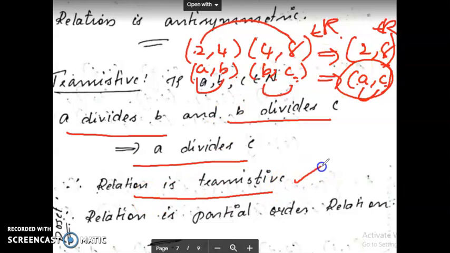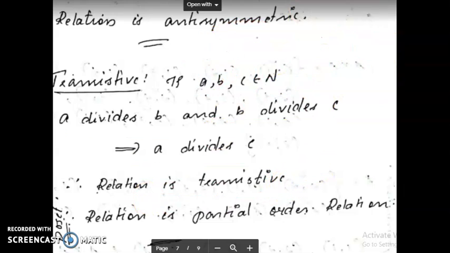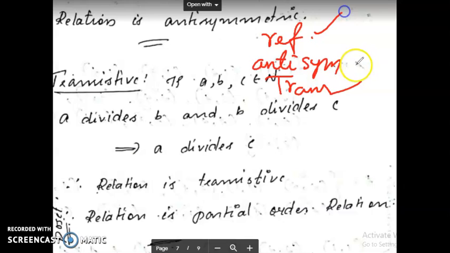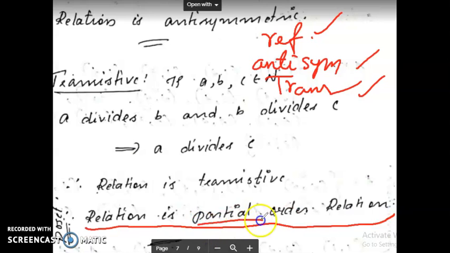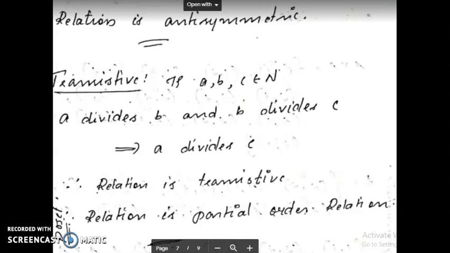Therefore R is transitive. So here all three conditions are satisfied. What are those conditions? Reflexive, antisymmetric and transitive. Since these three conditions are satisfied, the given relation is a partially ordered relation.